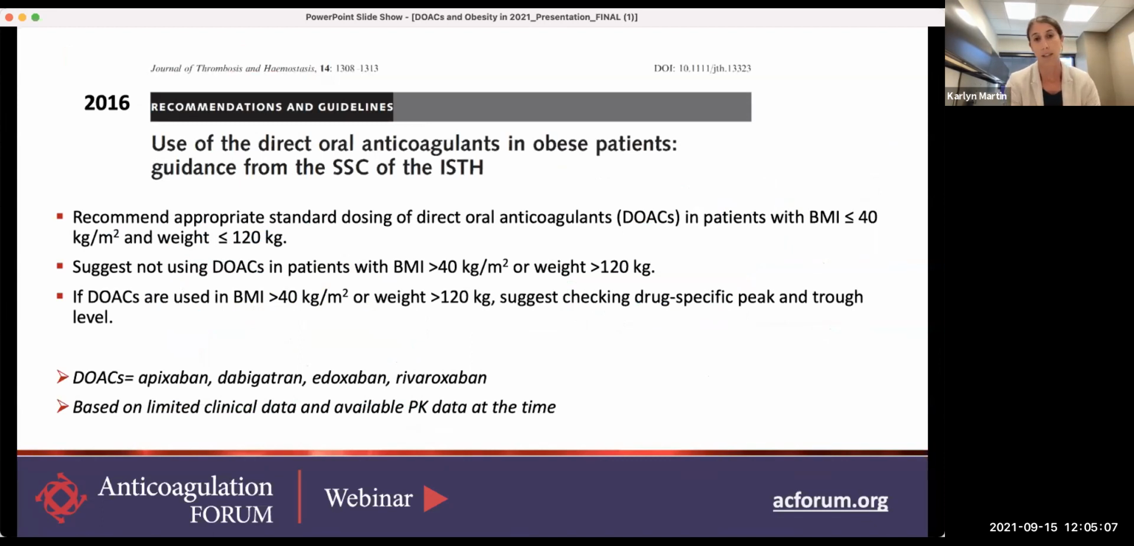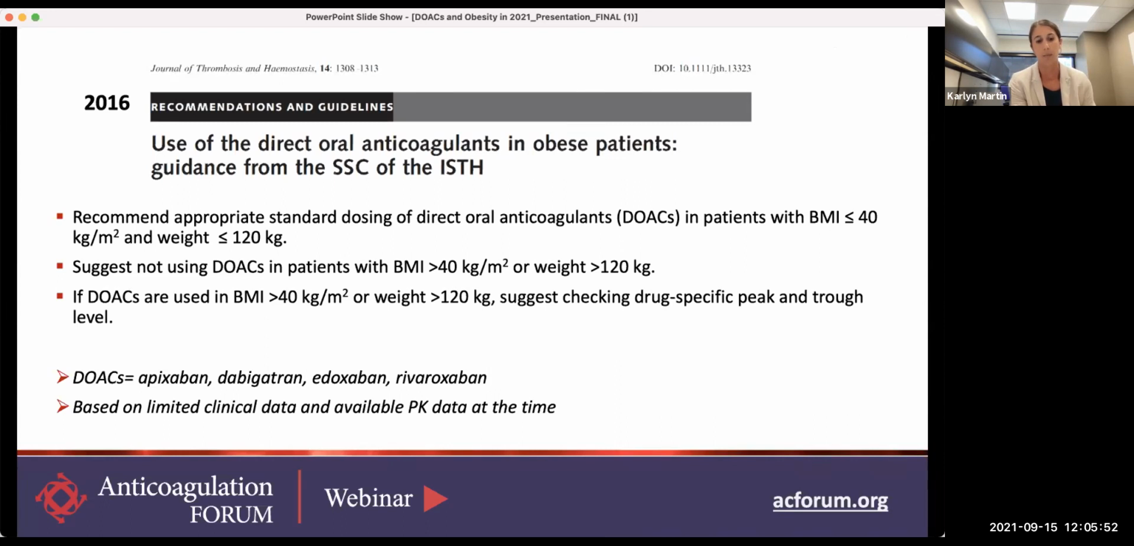In 2016, the International Society on Thrombosis and Hemostasis put out a guidance statement about the use of direct oral anticoagulants in patients with obesity. At that time, we recommended appropriate standard dosing of direct oral anticoagulants, which I will refer to as DOACs, in patients with a BMI of less than 40 and weight of less than 120 kilograms. At the time, we suggested not to use DOACs in patients with BMI above 40 or weight greater than 120 kilos. And if DOACs were used in patients above those thresholds, we recommended to check a drug-specific peak and trough level to ensure that levels fell within expected ranges.